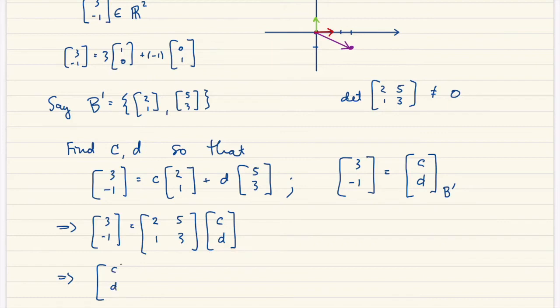CD is going to be equal to, let's see, if I were to multiply both sides by the inverse of this matrix on the left, what we would end up with would be whatever this inverse is, we'll figure that out in a second, times 3, negative 1. That would be how we would write this for C and D, okay?